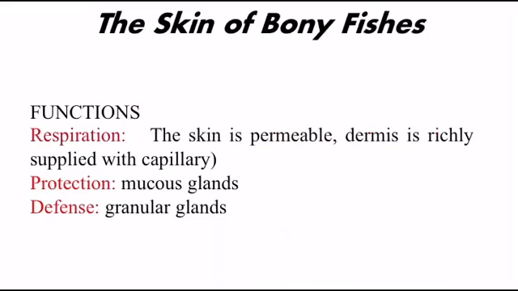The epidermis also contains mucus glands. Mucus production helps prevent bacterial and fungal infection, and it reduces friction as the fish swims. Some species have granular cells that secrete an irritant, like a poisonous alkaloid. So these fishes secrete a poisonous alkaloid, which acts as an irritant or is poisonous to other fishes.